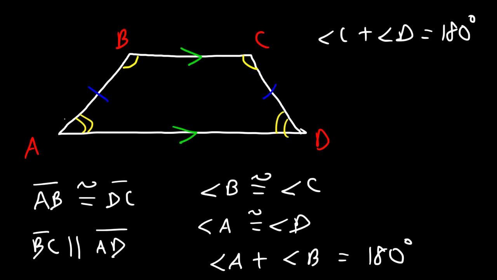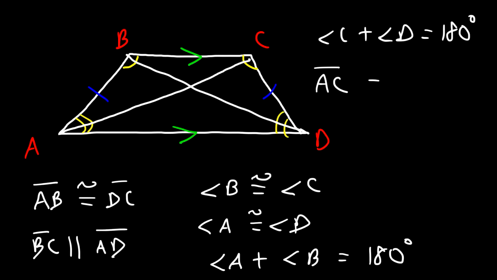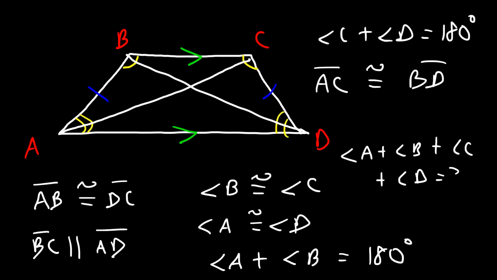Now the next thing that we need to talk about are the diagonals. The diagonals are congruent. So AC is congruent to BD. And finally, because we have a quadrilateral, a four-sided figure, the sum of all four angles must add to 360. So A and B plus C and D, all of these four angles must add to 360. So those are some things that you want to keep in mind when dealing with an isosceles trapezoid. So now let's work on some problems.